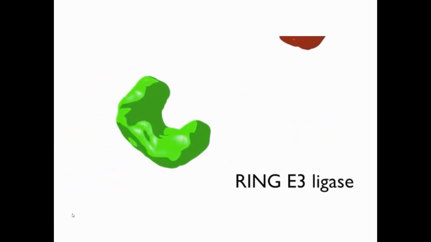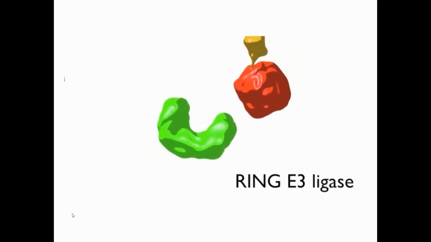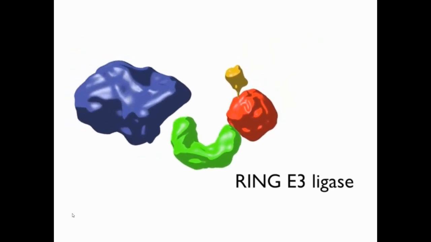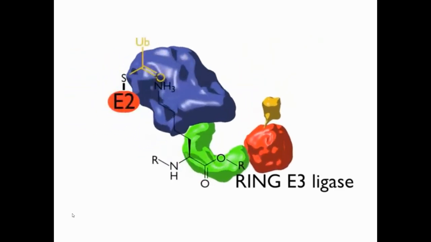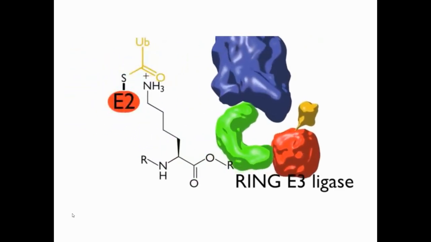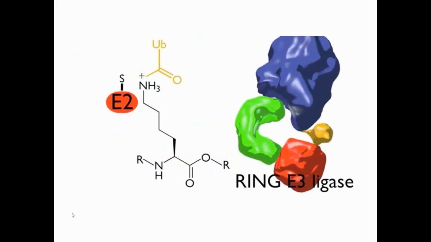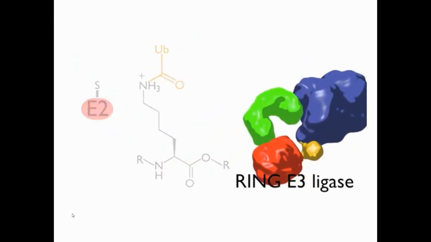The most common type are the RING E3 ligases, which contain a so-called RING domain. This domain binds both the E2 ubiquitin conjugate and the substrate, and stimulates the direct attack of the substrate lysine on the E2 ubiquitin thioester. This attack leads to the covalent attachment of the ubiquitin C-terminus to the lysine.